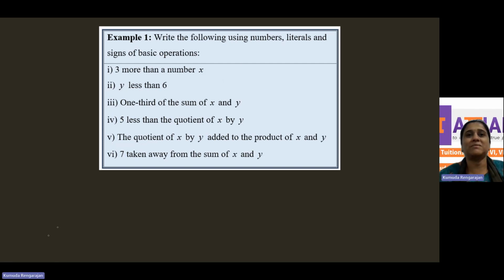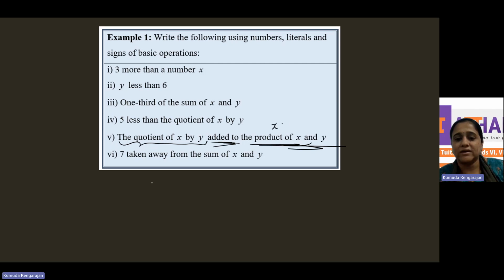So the quotient of x by y, this one is added to something which is already there. This one is added to that. So what is already there? xy. What is added? This is added.